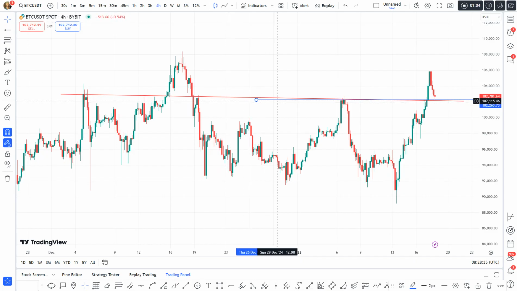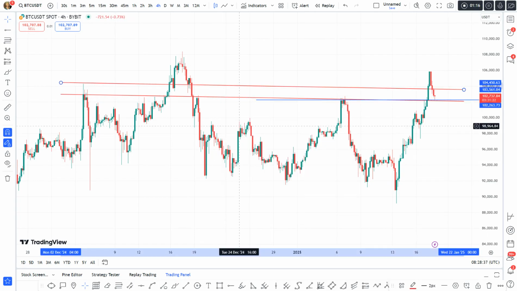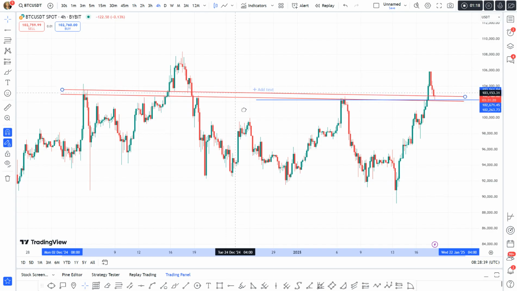It shot up from that level. There's nothing you can do. The level is gone, but watch it and see what it will do.